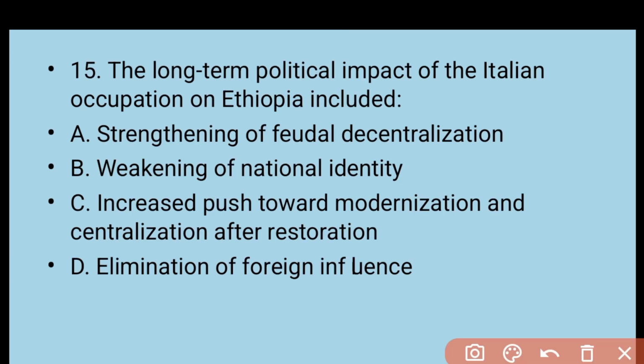Number 15, and this was the last question. The long-term political impact of the Italian occupation on Ethiopia included: A. Strengthening of feudal decentralization. B. Weakening of national identity. C. Increased push toward modernization and centralization after restoration. D. Elimination of foreign influence. The correct answer is C. Increased push toward modernization and centralization after restoration. So this was the long-term political impact of Italian occupation in Ethiopia.